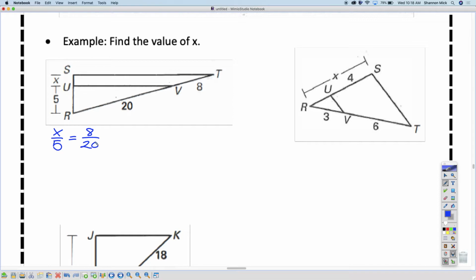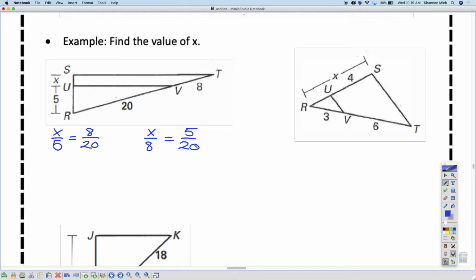Now, I could write it like this. Could I do it another way? Could I do X over 8 equals 5 over 20? What did I do there? I did the smaller corresponding, making a ratio, and then the bigger. But you notice the X and the 5 are on one side. They had to stay connected, didn't they? Could I reciprocate the 5 and the 20? No, not unless I reciprocated the other one, right? Can't you reduce the 5 over 20?